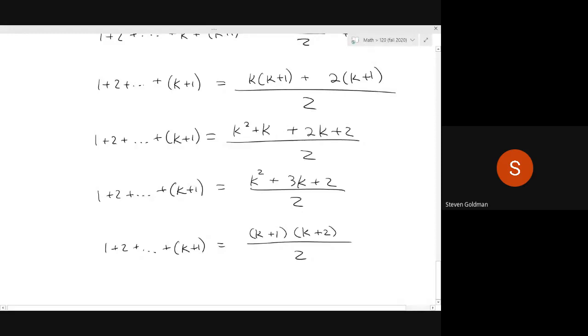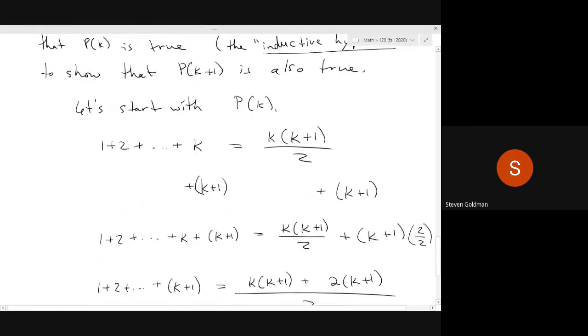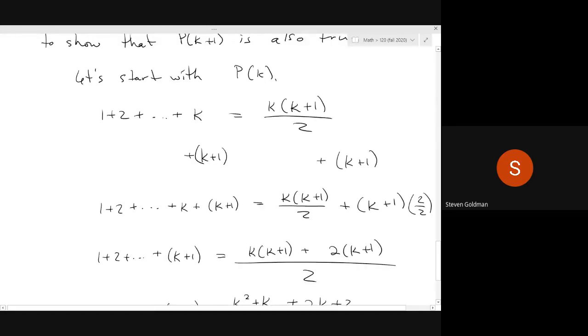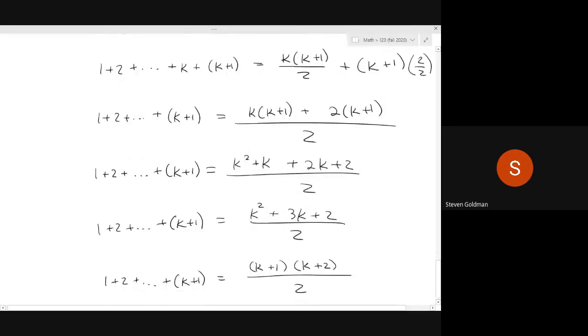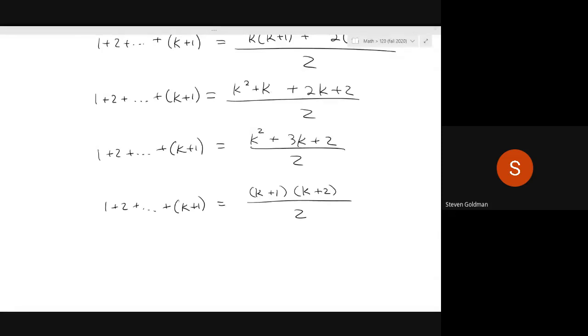Okay, let me stop here now. I'm going to scroll back for a moment. Now remember, we assume that p of k is true. So I wrote down p of k, and any mathematical manipulation that I do will also be true, right? As long as I do it to both sides. So I started with p of k. I did some mathematical manipulation to it, and I ended up with this thing. What is this thing that I now have in front of me? Does that look familiar?